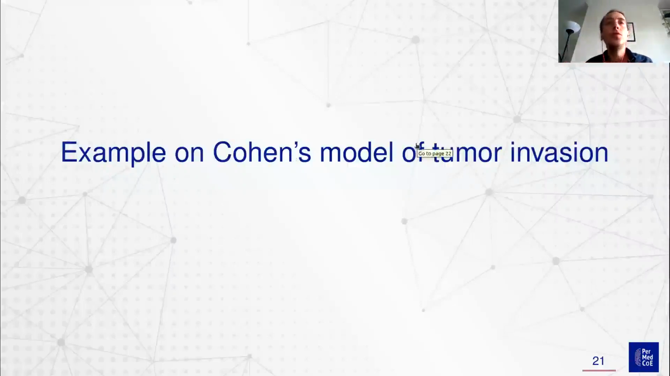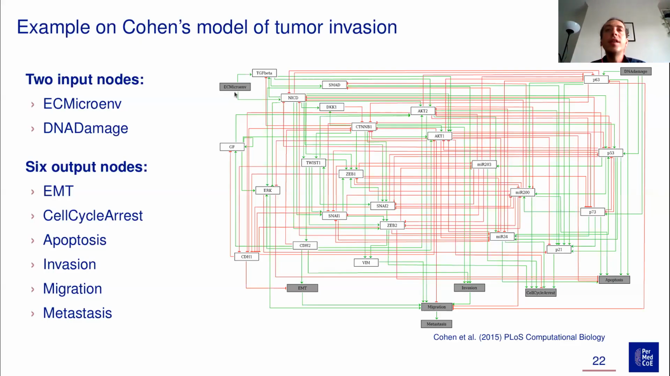So let me show you an example now of an existing model of tumor invasion, which was developed by Cohen et al. So here is the Boolean model that I'm going to show next. As you can see, you have a lot of nodes, around 20 or something. I forgot the exact number.